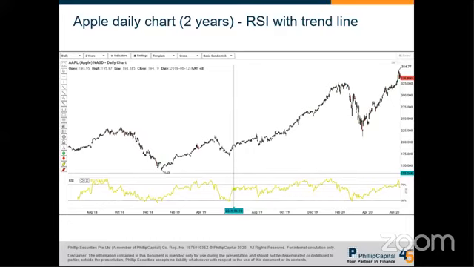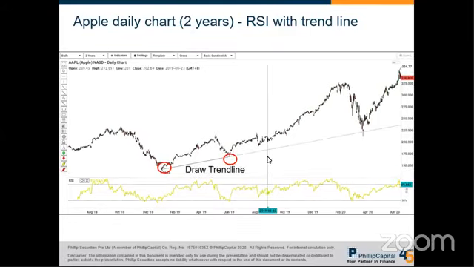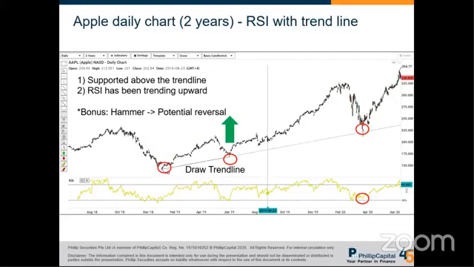Same thing, the Apple chart again. Now you want to trade with the trend. We don't want to trade against the trend, because that can be a very painful experience. First, we try to identify this point and this point, and we draw the trend line, so you know this is an upward trend. When RSI subsequently comes down and does a reversal, and starts to go up, you can enter a trade over here. During this period the price has been supported above the trend line, and RSI has also been slowly trending up.